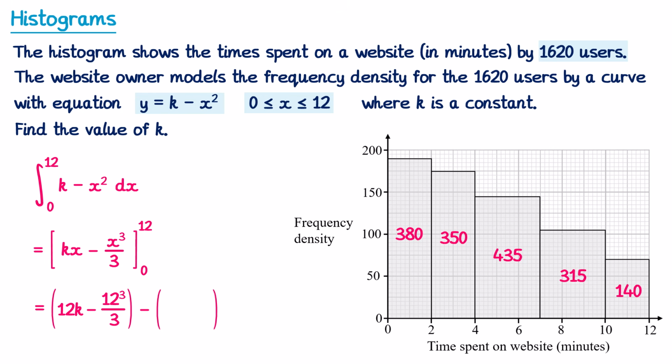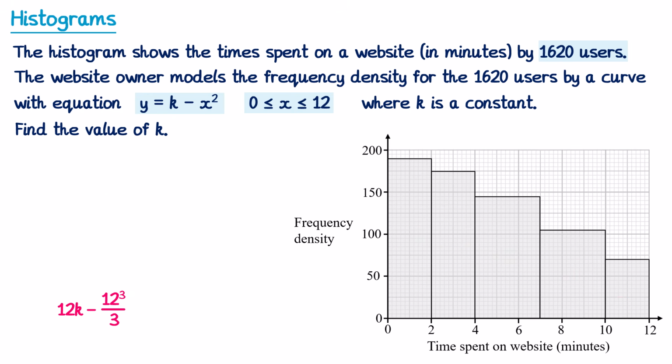So 0k, which is just 0, subtract 0 cubed over 3. Now 0 subtract 0 cubed over 3 is just 0, so we're subtracting 0, which means we're subtracting nothing, so we can lose this part here. Which means that this must represent the area underneath the curve between 0 and 12. But we know that this area needs to be equal to the total frequency, which was 1620. We now just need to solve this equation to find k.